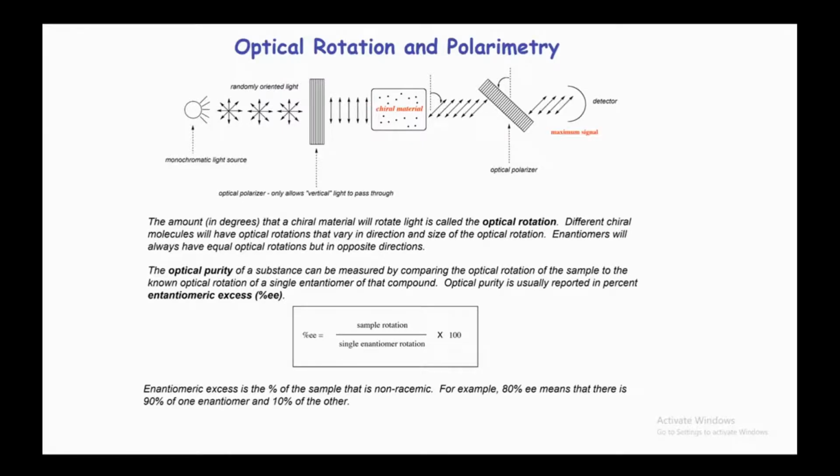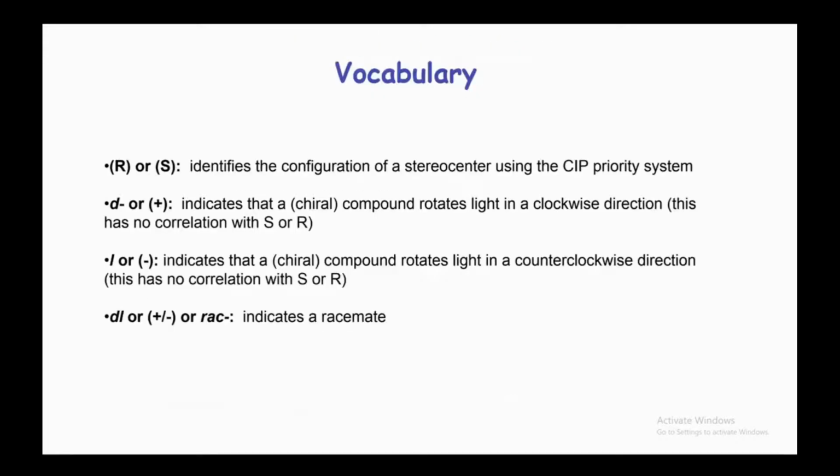The optical purity of a substance can be measured by comparing the optical rotation of the sample to the known optical rotation of a single enantiomer of that compound, and the amount in degrees that a chiral material will rotate light is called the optical rotation.